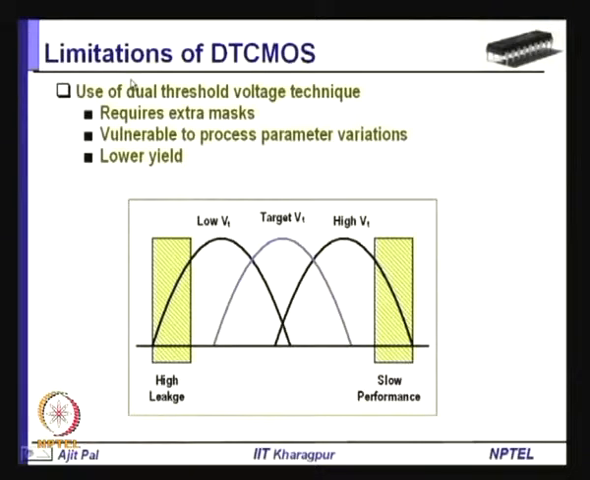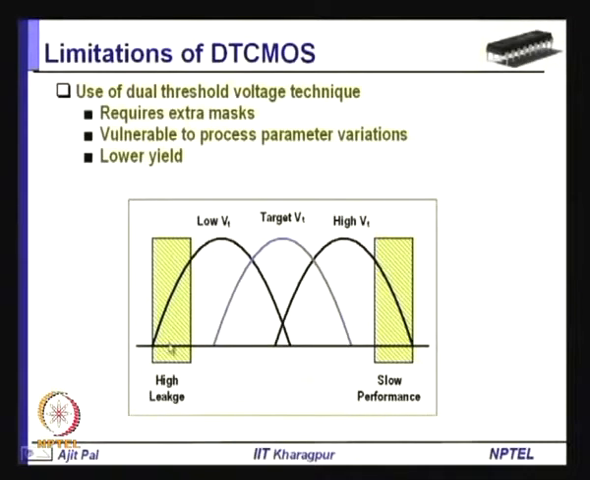We have already introduced the dual threshold CMOS technique. Whenever you use a dual threshold CMOS circuit, we know that we are using two types of transistors in the realization. For realizing the gates on the critical path, we are using transistors of lower threshold voltage, and to realize gates on the non-critical path, we are using transistors of higher threshold voltage. Now, let us consider the situation where both the lower threshold voltage and higher threshold voltage are no longer fixed. They have a kind of normal distribution.